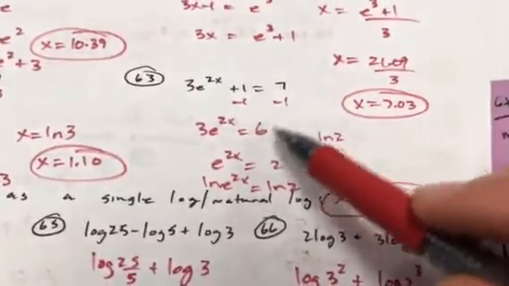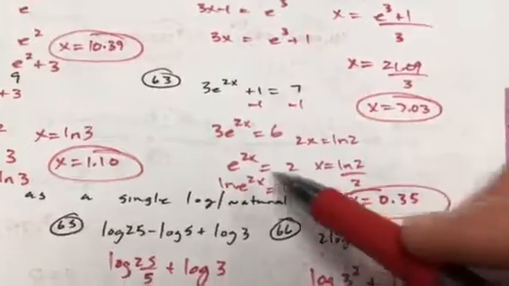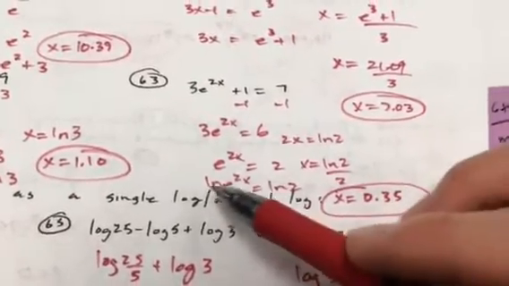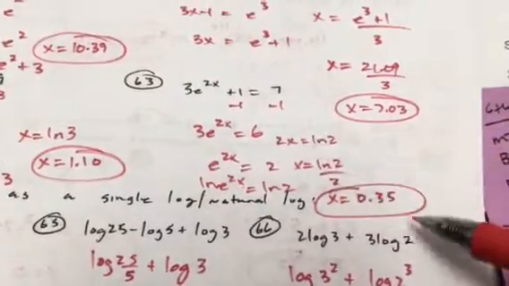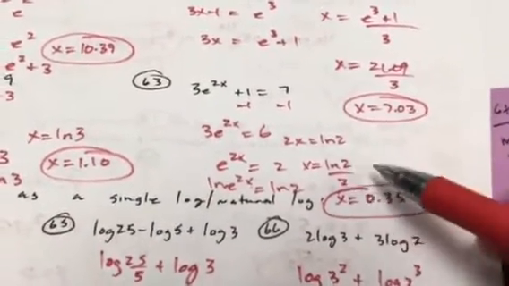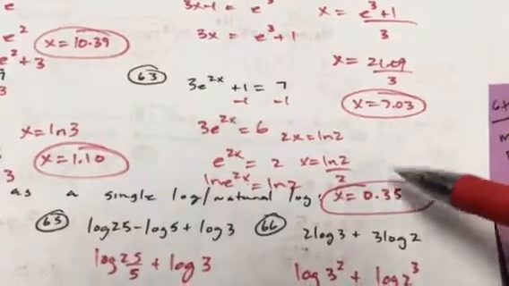And 63, subtract 1 from both sides. Divide by 3. E to the x is 2. Attach natural log to both sides. Then you're going to have 2x equals natural log 2. Divide by 2. It's not natural log 1. It's whatever natural log 2 is. Divide by 2.